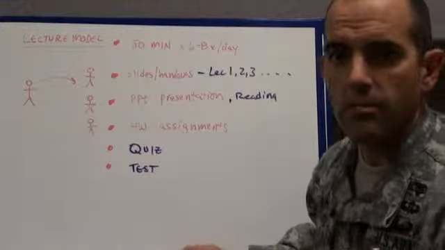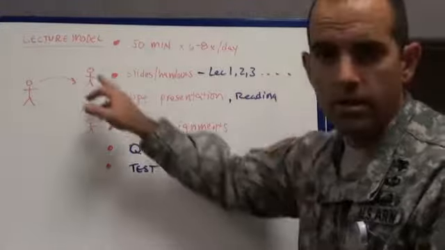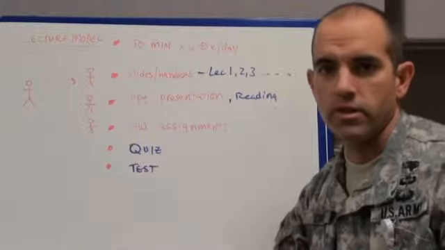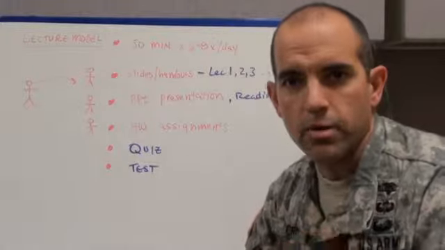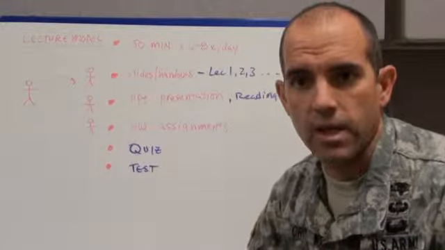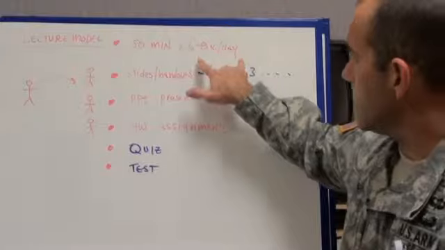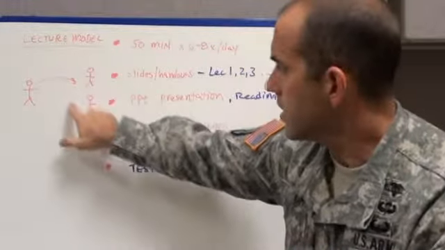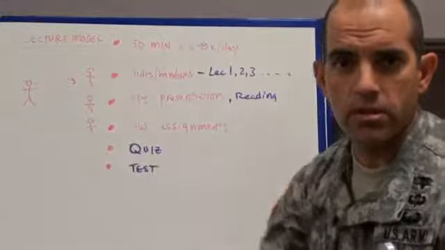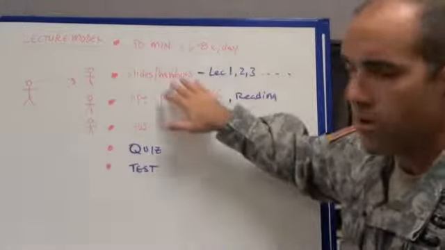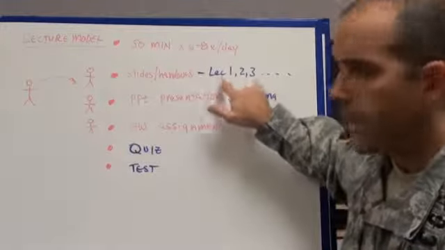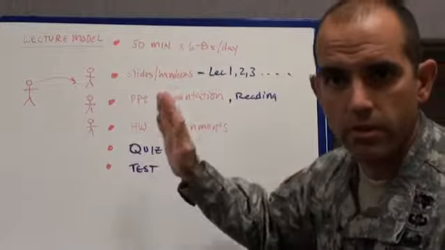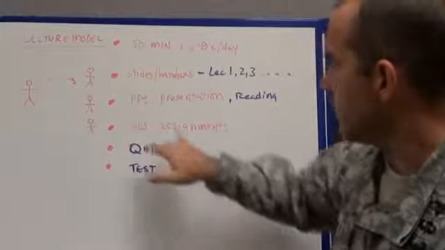So the standard model that we use around here is the lecture model. Basically, in the DPT program, it's about 50 minutes of lecture, a 10-minute break per hour, and we do that anywhere from 6 to 8 hours a day, mostly 8. That's basically where the instructor delivers content passively to students, usually in a lecture-based format, using slides or handouts, in a sequence as the semester goes on: lecture 1, lecture 2, lecture 3. You guys are familiar with that.